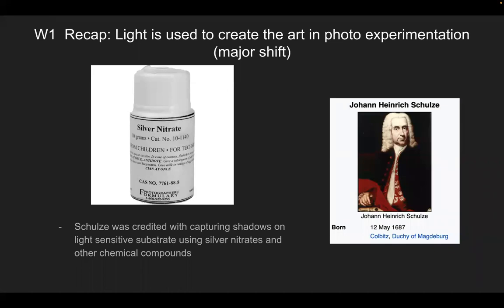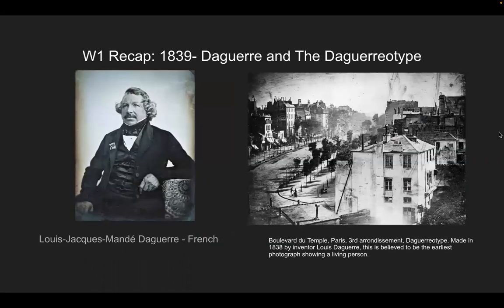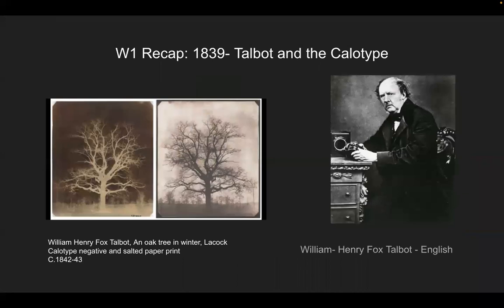So Schultz was creating pigmented pieces of art, or what would be art artifacts using silver nitrates and other compounds. Daguerre and the daguerreotype were the first photographic artifacts to ever exist that were long-term. So others were made before, but they faded. Talbot and the calotype. Talbot's calotypes were the first film-like paper substrate to record imagery.